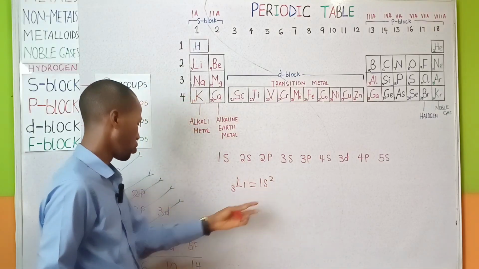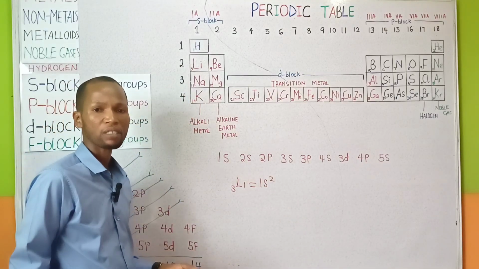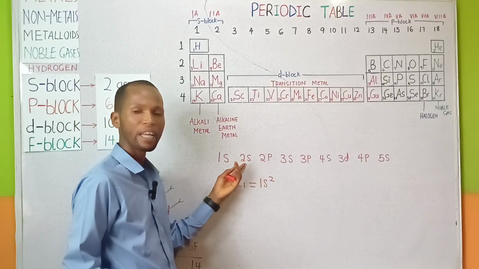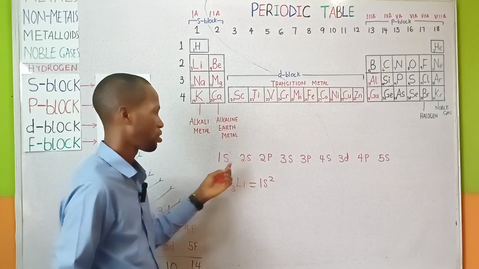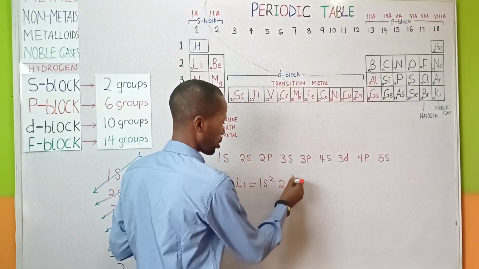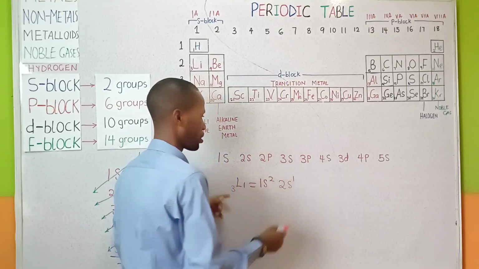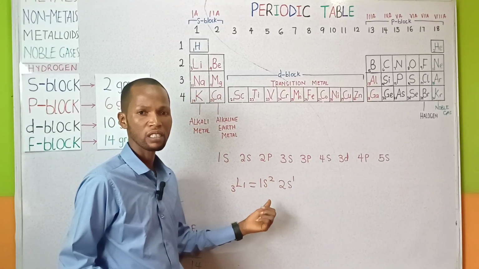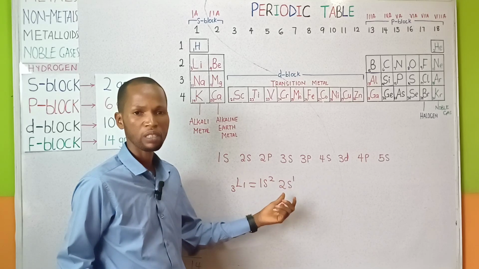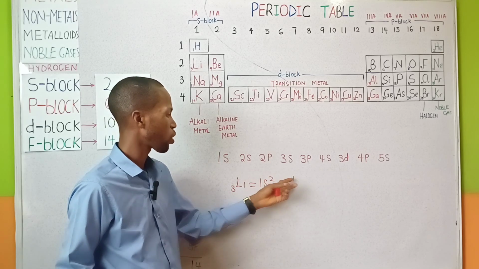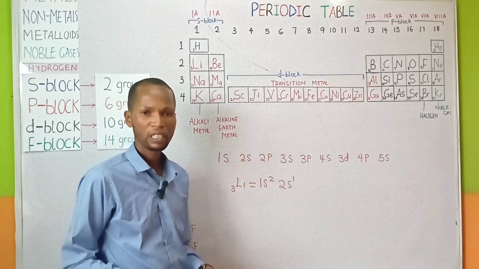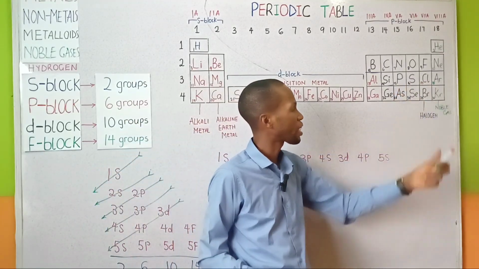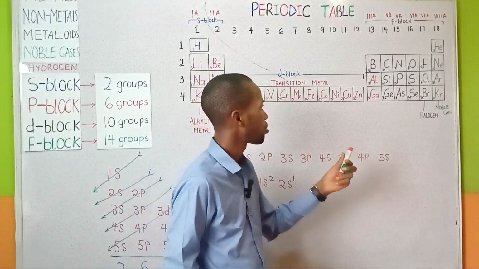1s2. Note that the maximum number of electrons that s orbital can hold is 2. So I have to move to the next subshell. We have 2s1. Can we add the electrons together to check whether it is actually a good representation for lithium? 2 plus 1, we have 3. So that is correct. We can pick another element from the P block.